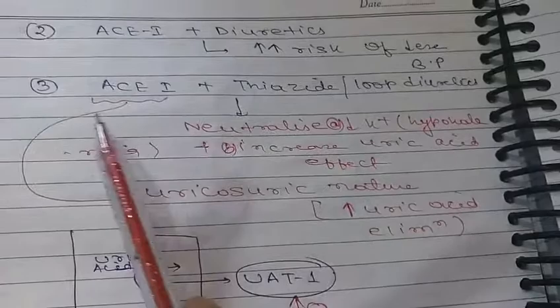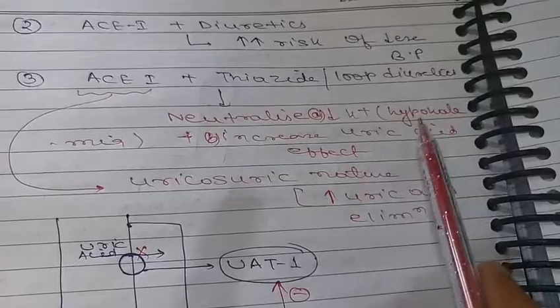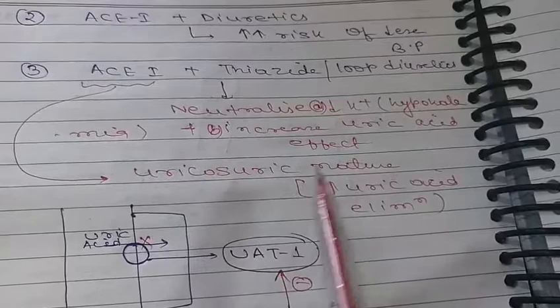The third one: if ACE inhibitors are given with thiazide or loop diuretics, then they will neutralize two effects. The first one is hypokalemia. And the second one is increased uric acid, because ACE inhibitor is uricosuric in nature, that means it will increase uric acid elimination.